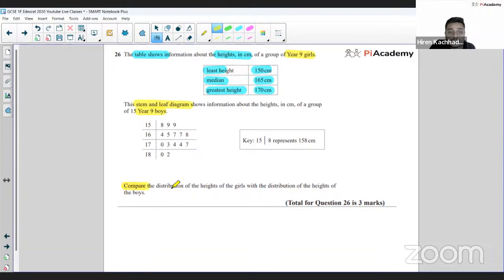Now compare the distribution of the heights of girls with the distribution of the heights of the boys, okay? So we need to compare this data. Everyone, you can compare this, and this question is worth 3 marks. Please use this key wisely to take out the information from this stem and leaf diagram, and then you need to compare the data. So yes, everyone, your time starts now. Please try to solve this question.